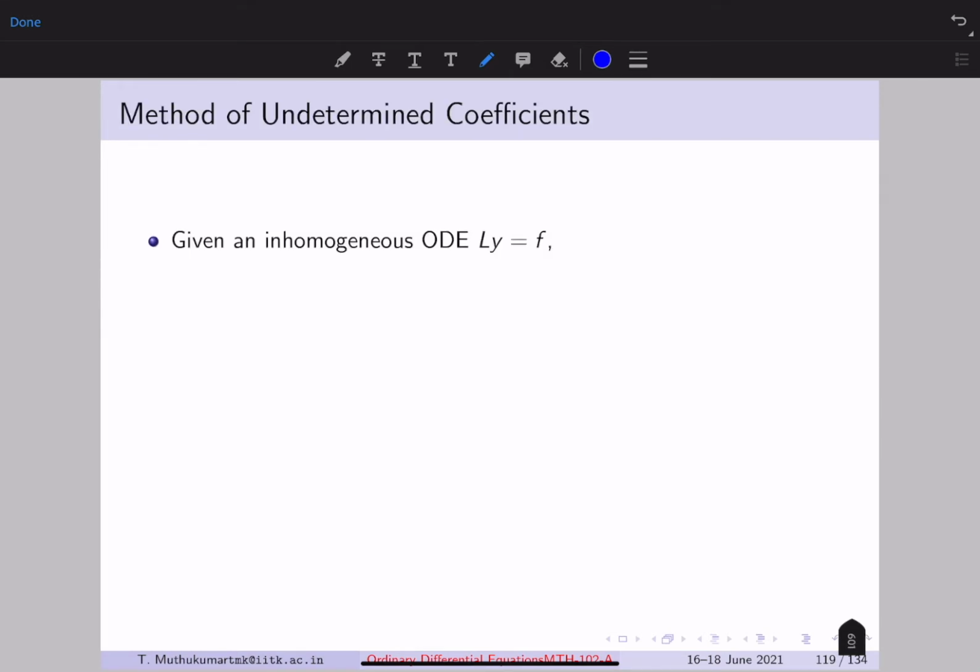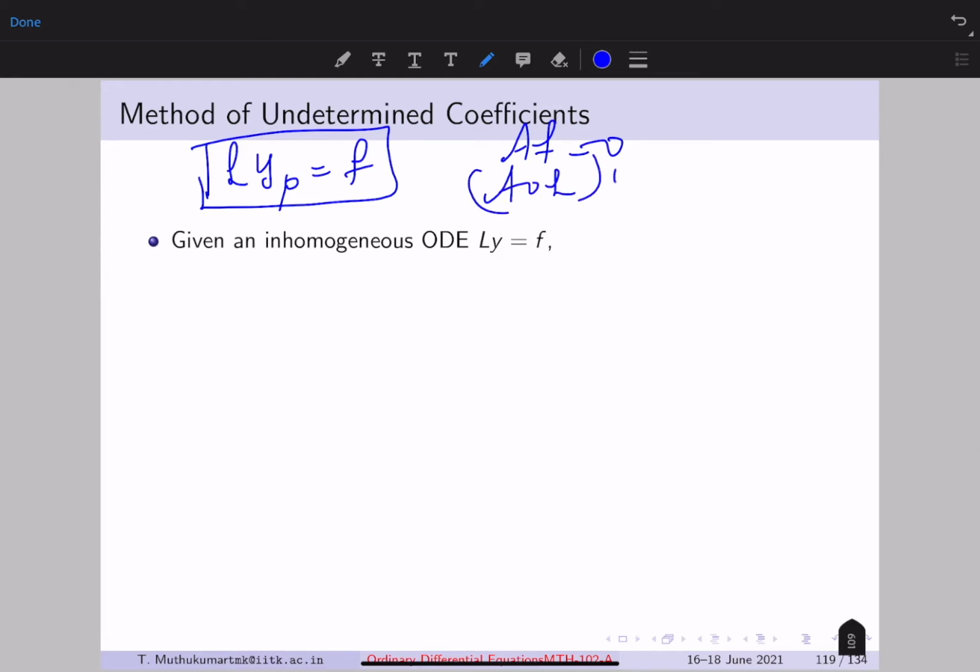So let's look at, if you recall, what was it that we wanted to do? We wanted to look at a method such that you can find the particular integral corresponding to an f, right? And how do we do this? As I said, find an A such that Af is 0, and then you have A composed with L, then you solve this differential equation, and whatever the solution will be is a solution to this problem.